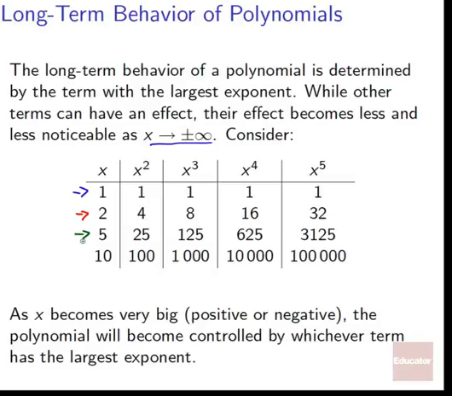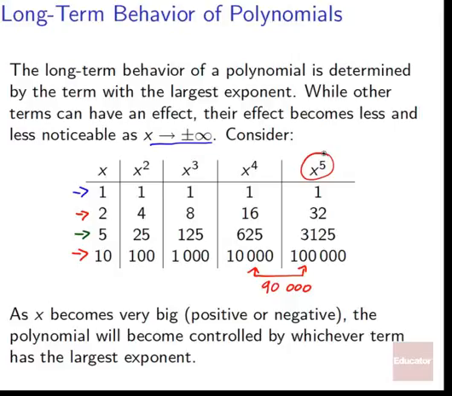5, 25, 625, 3,125, right? The difference between x squared and x to the fifth is now 3,100. And if we just get up to x as 10, plug in 10 for x, we get 10, 100, 1,000, 10,000, 100,000. Massive differences between x to the fifth and x squared, or x to the fifth and x. Even the difference between x to the fourth and x to the fifth is a difference of 90,000, right? And we're only at x equals 10. Clearly, if we place all these side by side, x to the fifth is going to be the massive winner.